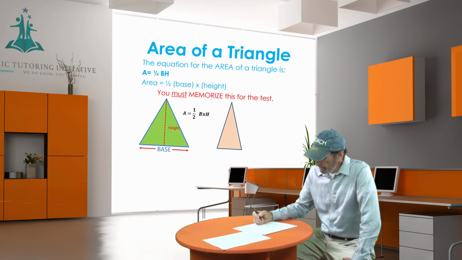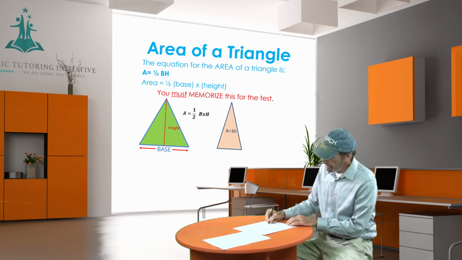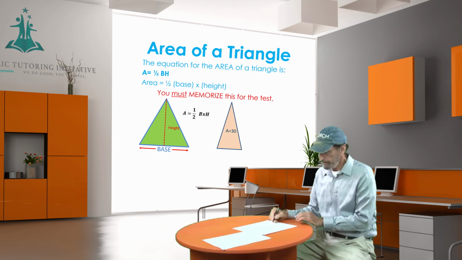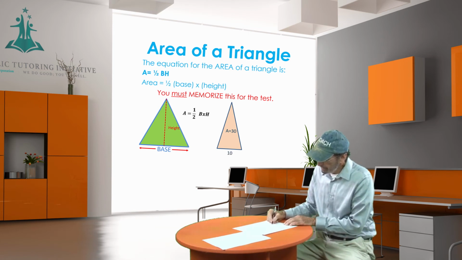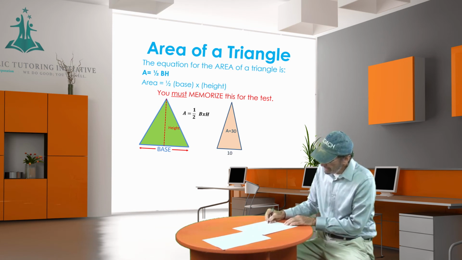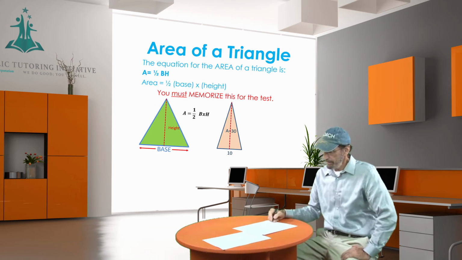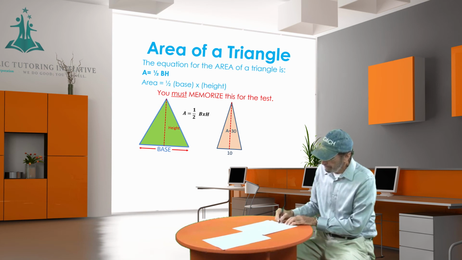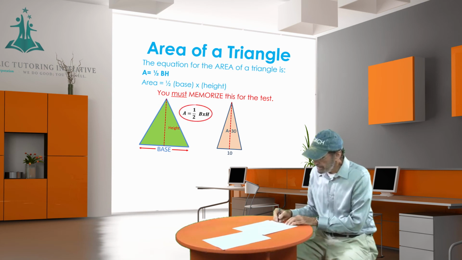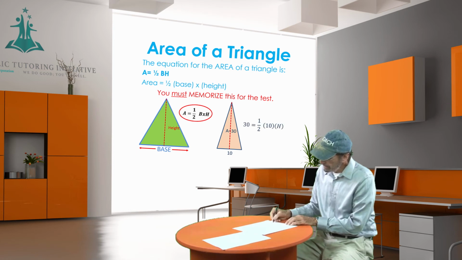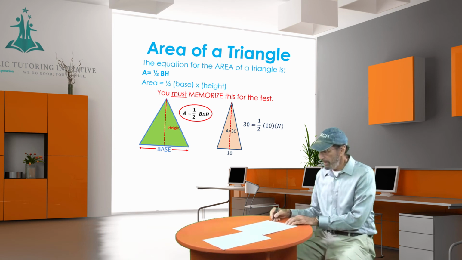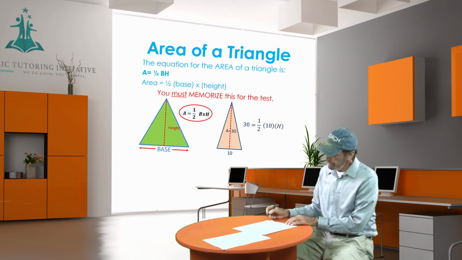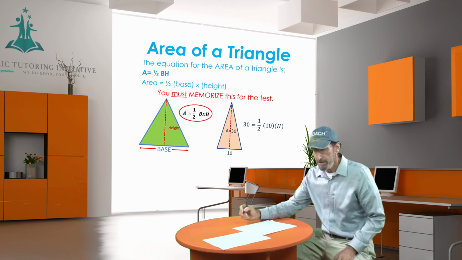Okay, suppose they give you this problem. Area of a triangle is equal to 30. The base of the triangle is equal to 10. What's the height? Well, if you get this kind of a problem, simply write down the equation. Area equals 1/2 base times height, so 30 equals 1/2 times 10 times the height. I'm sure you can solve that. 1/2 of 10 is 5. 30 divided by 5 is 6, so the height is 6.